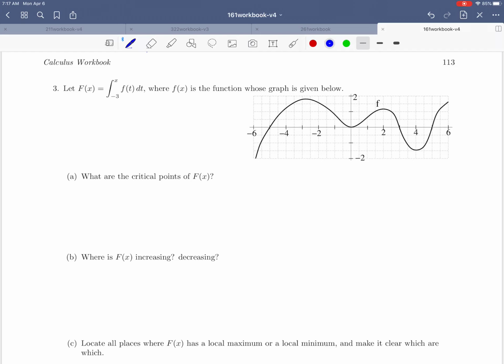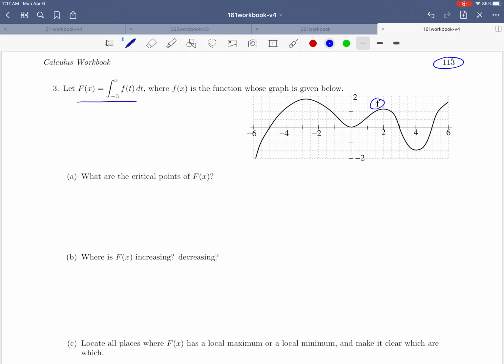Welcome everybody to exercise 3 on page 113 of the workbook. In this question, we are given the graph of a function little f that's sitting here, and we're given a formula for the definition of a second function capital F that looks like this. Capital F is the integral from -3 to x of little f of t dt.